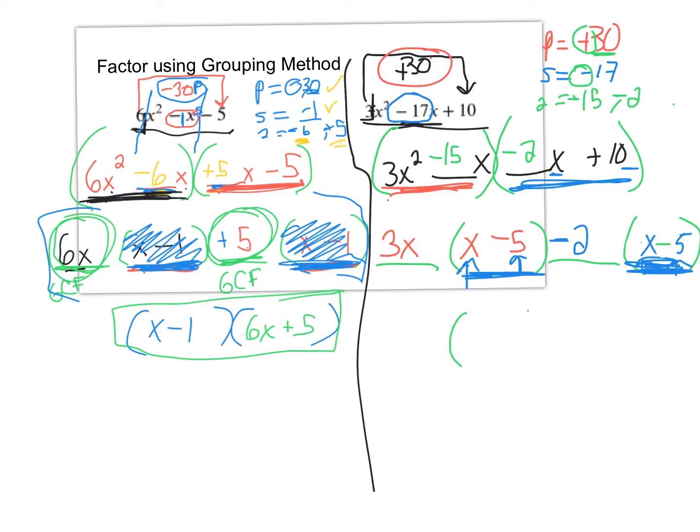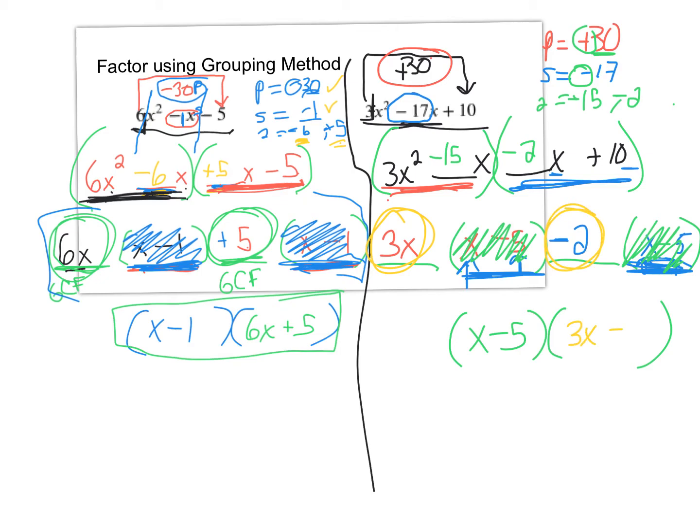All right, so now set up your two parentheses. Our lead piece is going to be x minus 5. That's what's in the parentheses. That's what's shared, so that's good. Second parentheses, all the garbage on the outside left over. So 3x minus 2. And there's your factored result. Okay? All right, let's move on.